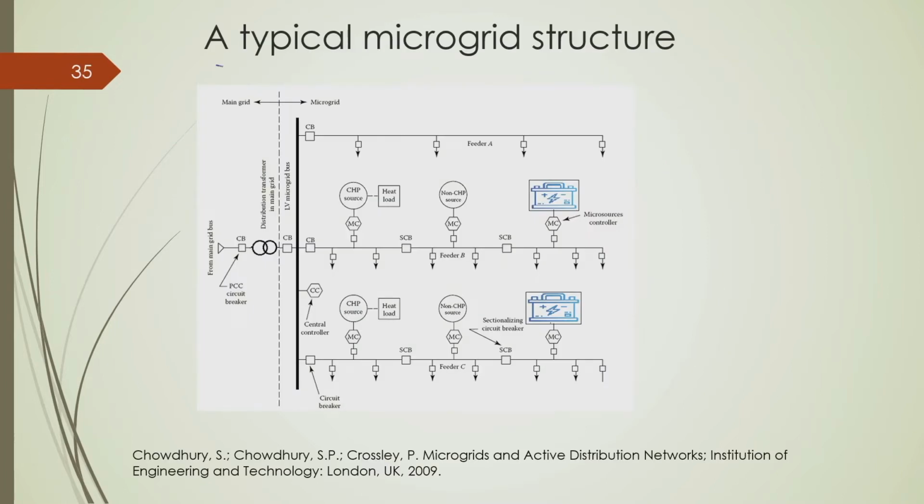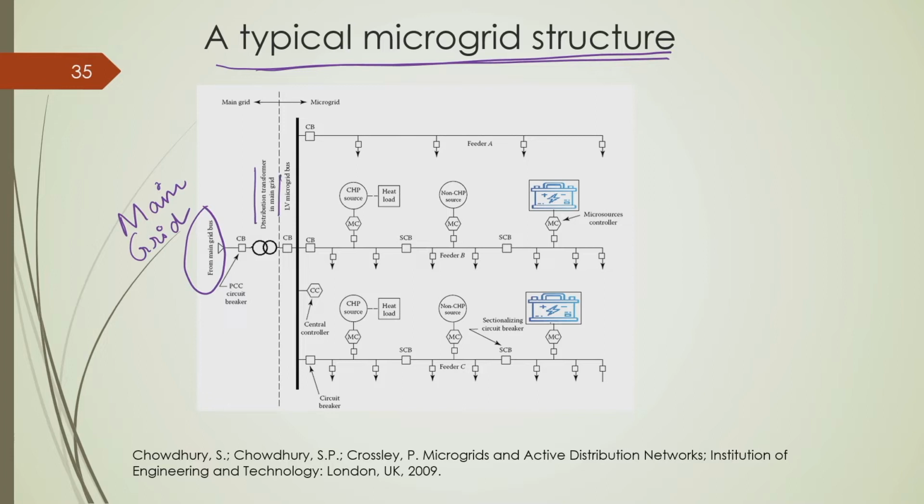So, here a typical microgrid structure is shown in this figure. Look at this figure very carefully. Here we have the main grid. Okay. So, we have a power transformer here, and this is basically a substation, where we have the power transformer and the bus bar arrangement to feed the load. And here we have three feeders, one is feeder A, another is feeder B, another is feeder C.